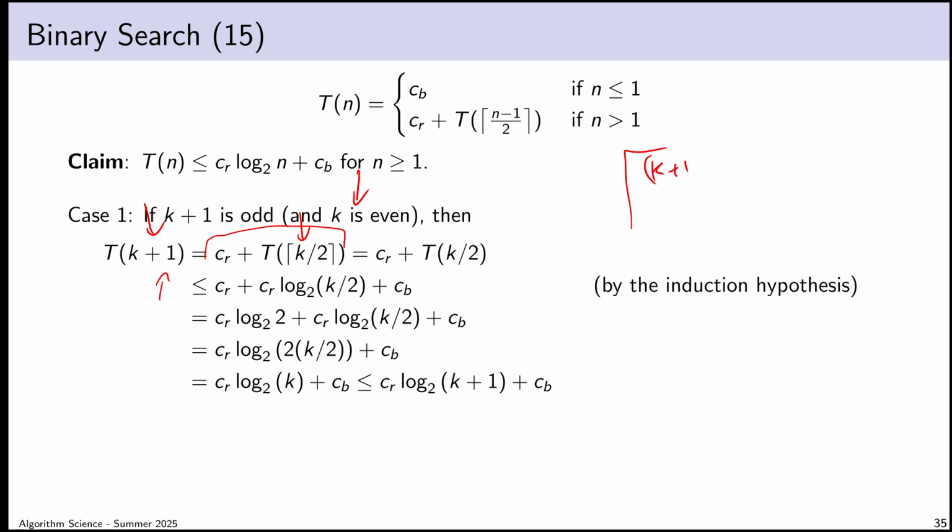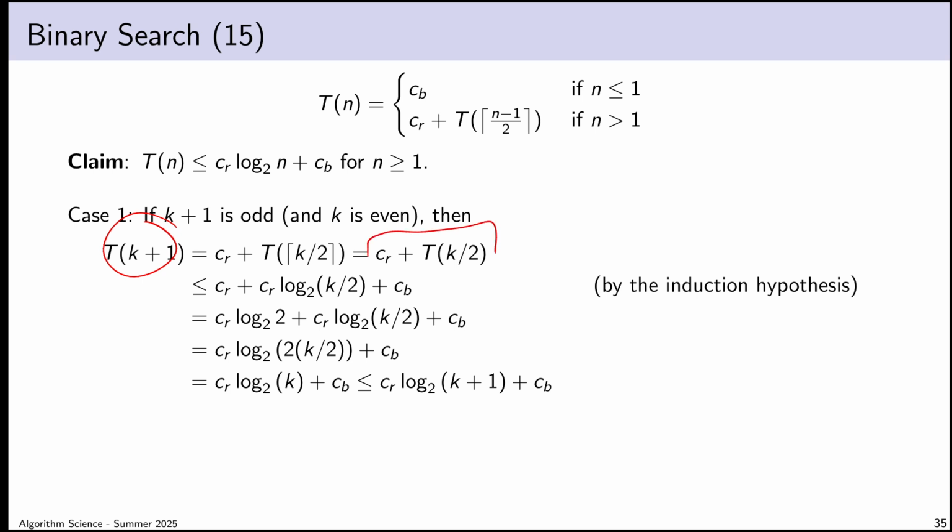K plus 1, all minus 1, over 2. And you can satisfy yourself that that does, in fact, equal ceiling of k over 2. And then, because k is even, the ceiling of k over 2 is just equal to k over 2. Okay, good. So I've gotten rid of the ceiling function. So if k plus 1 is odd, then t of k plus 1 ends up equaling this thing here.